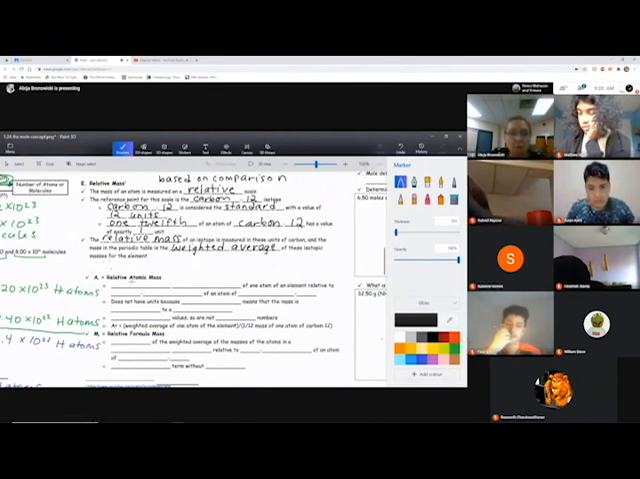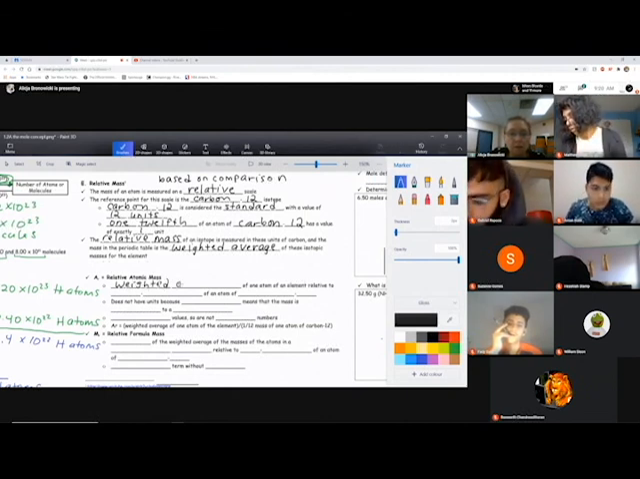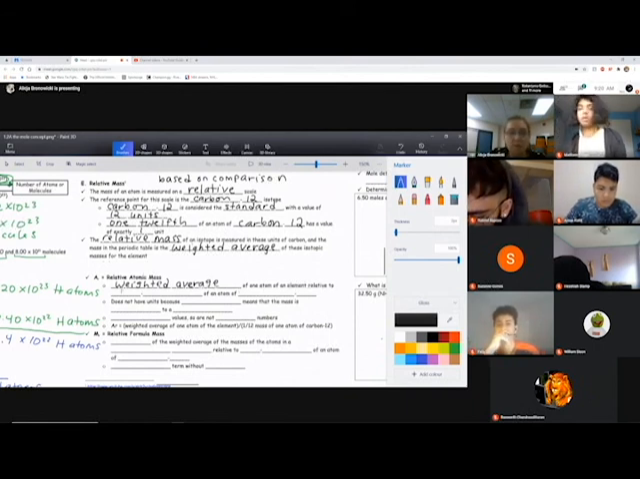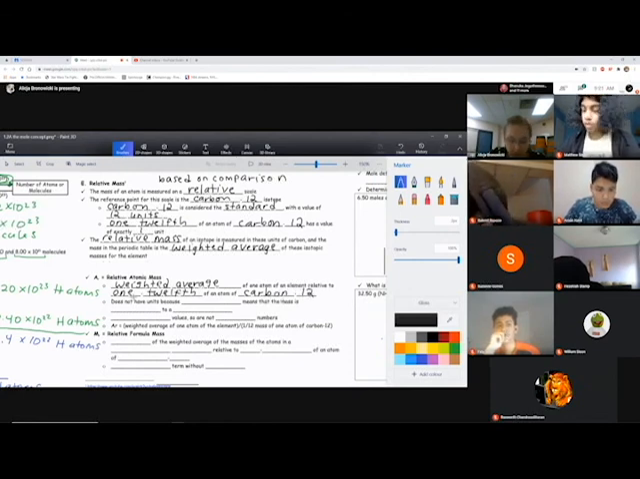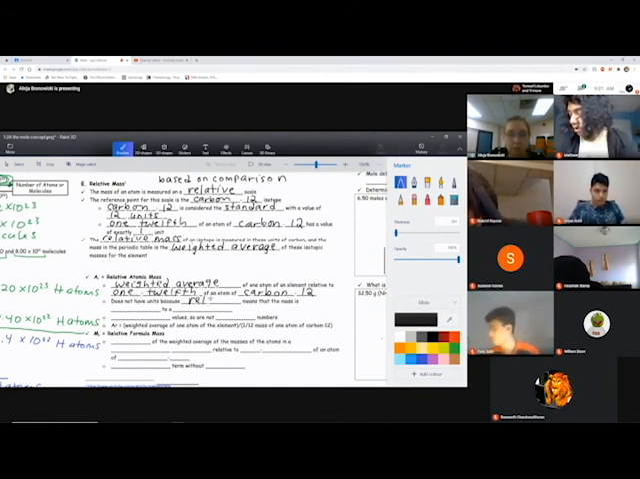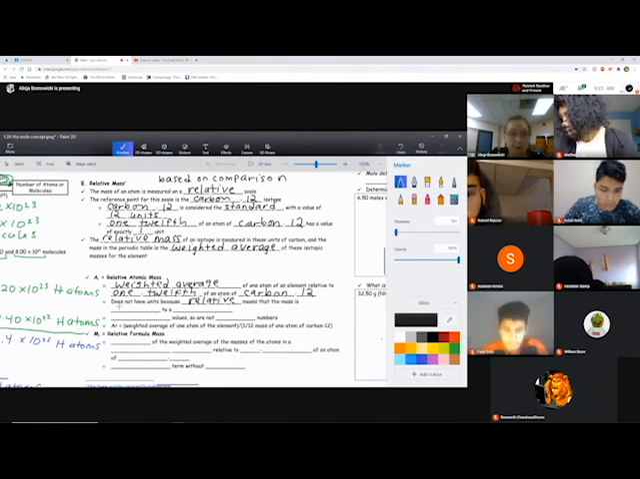Okay, so relative atomic mass is the weighted average of one atom of an element relative to 1/12 of an atom of carbon-12. This doesn't have units, because we're measuring this in relative terms. It means the mass is compared to a standard.